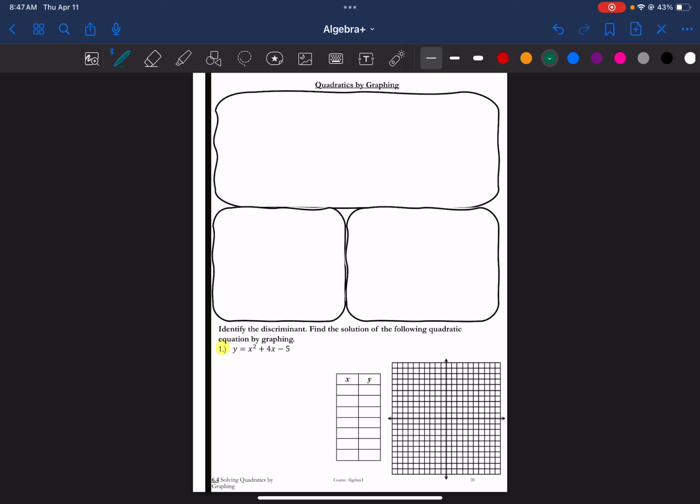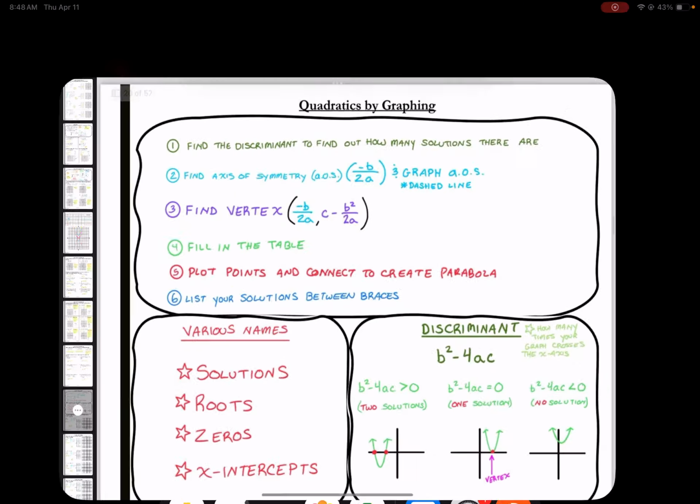But quadratics, the whole point of getting quadratics is to find four things which are actually just the same thing. It's one thing with four names. There are solutions, roots, zeros, which all in all means x-intercepts. The point of solving quadratics is for x-intercepts. Let's go ahead and take the first set of notes on this page.